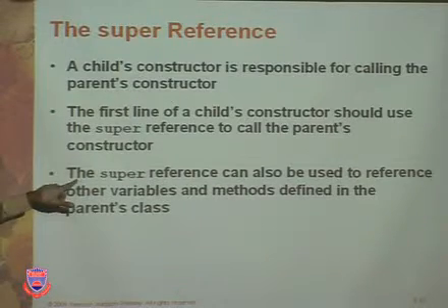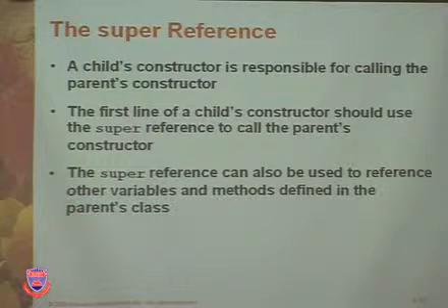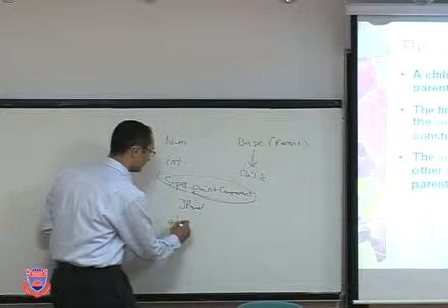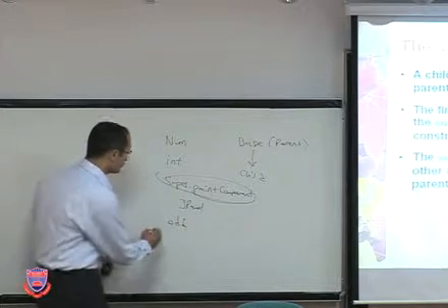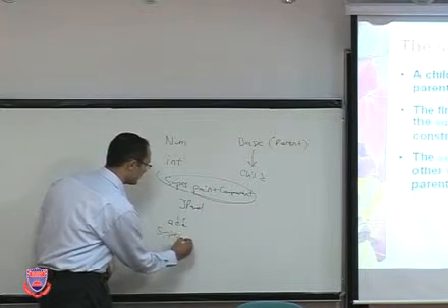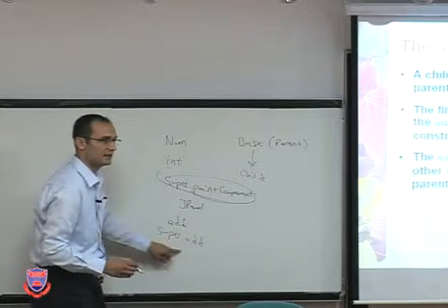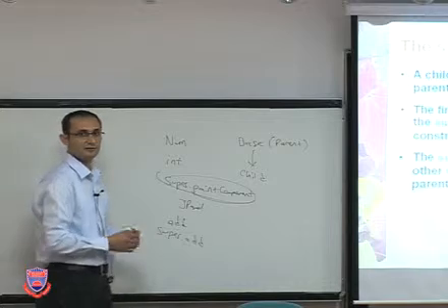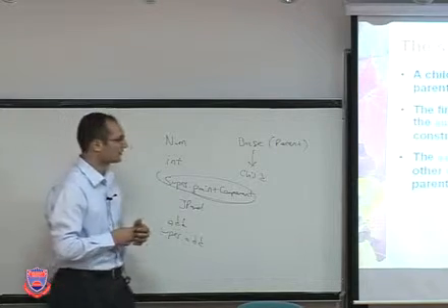The super reference can also be used to reference other variables or other methods of the parent class. So let's say there's an add method that is part of the parent class, you can call this by super.add. So you can call the parent class's methods by using the super identifier referring to the parent class of your class.